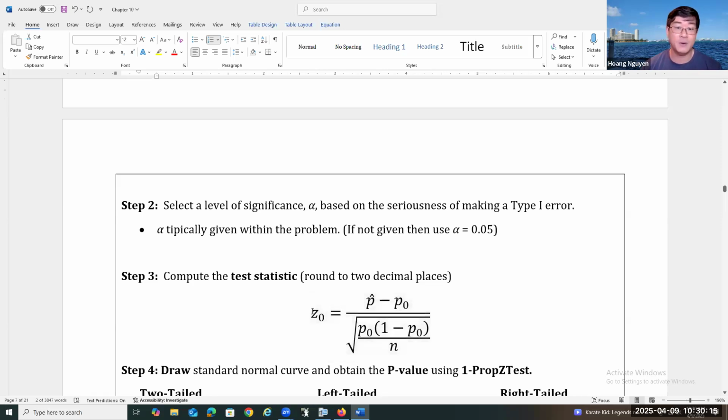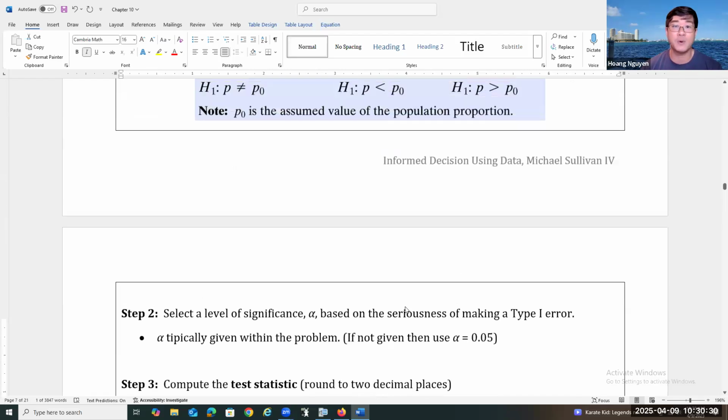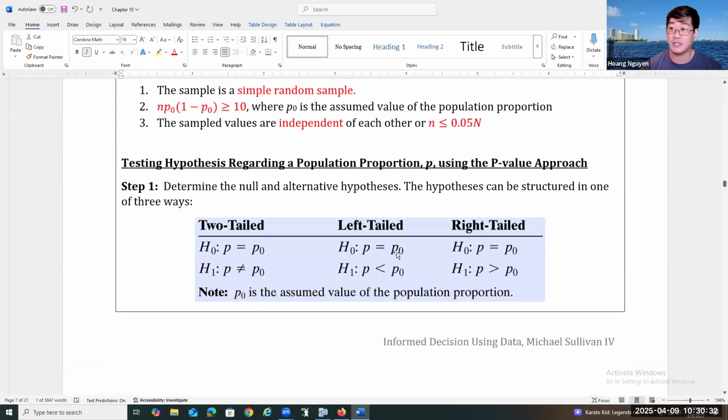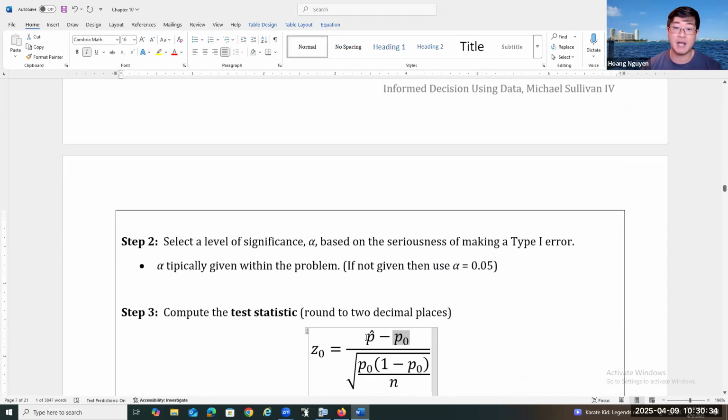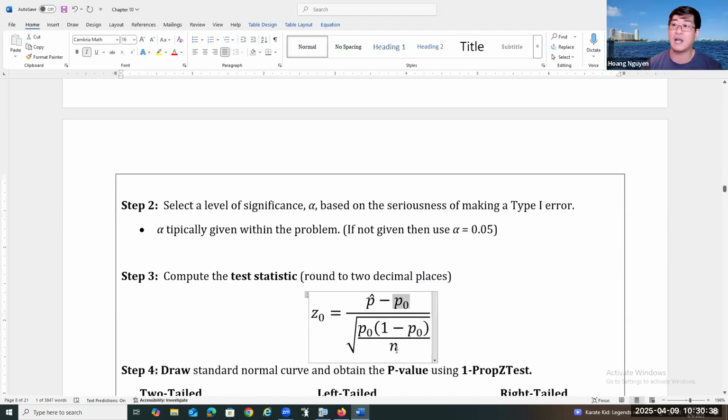So Z0 is equal to p hat minus p0 divided by the square root of p0 times 1 minus p0 divided by n. In this calculation, p0 is the value that we have from the hypothesis test. And then p hat is going to be the sample proportion, x over n. And then n is going to be the sample size. So that's going to be step number 3. Based on the formula, we calculate the test statistic.